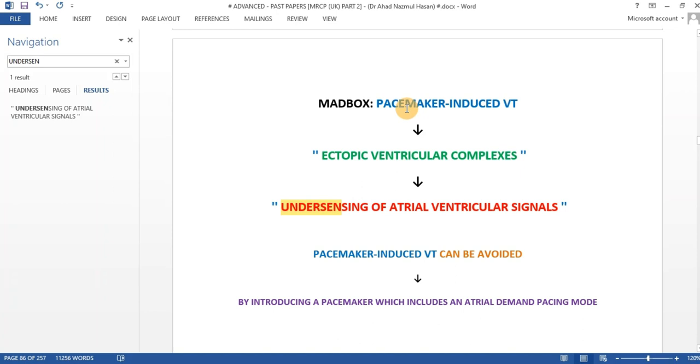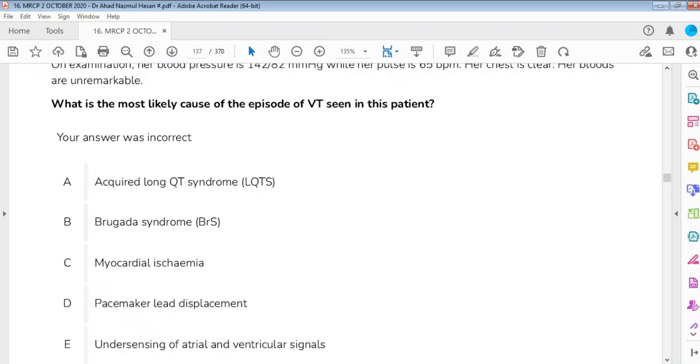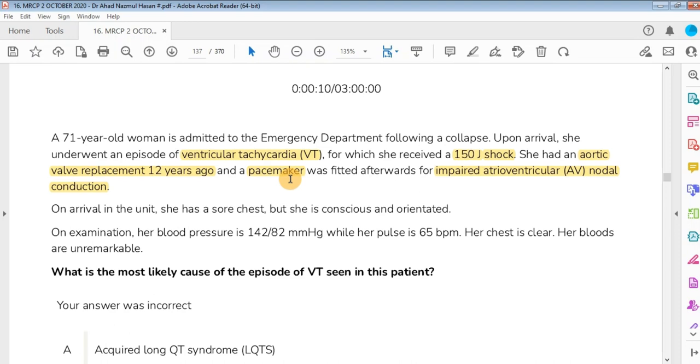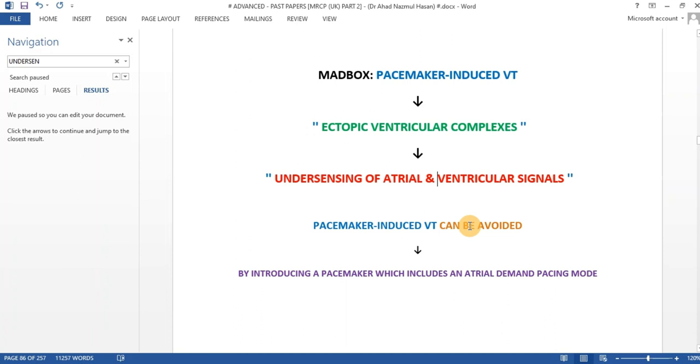Pacemaker-induced ventricular tachycardia leads to ectopic ventricular complexes, which is responsible for undersensing of the atrial and ventricular signal. This patient already has a pacemaker, and this pacemaker has induced the ventricular tachycardia, which has given rise to the ectopic ventricular complex, leading to undersensing of the atrial and ventricular signals. This pacemaker-induced ventricular tachycardia can be avoided by introducing a pacemaker which includes an atrial demand pacing mode.